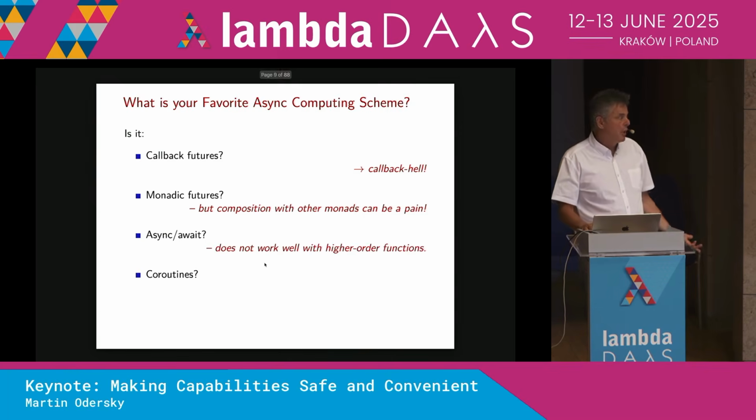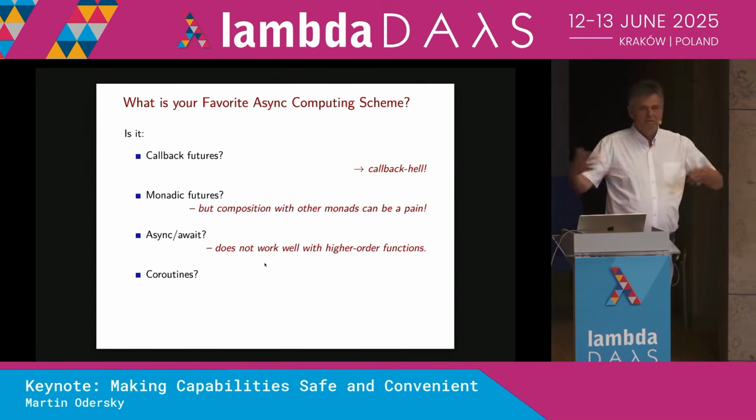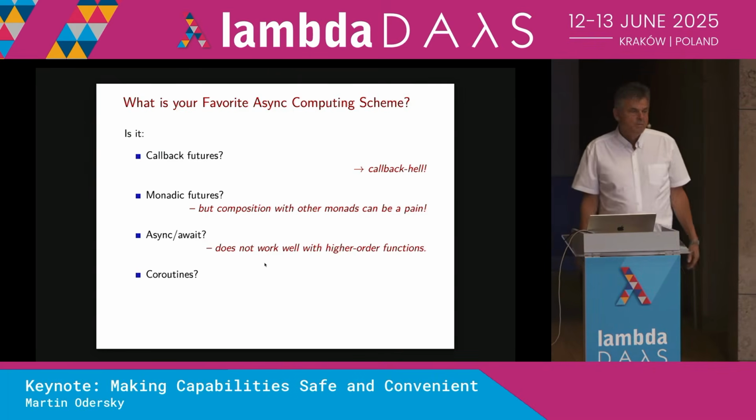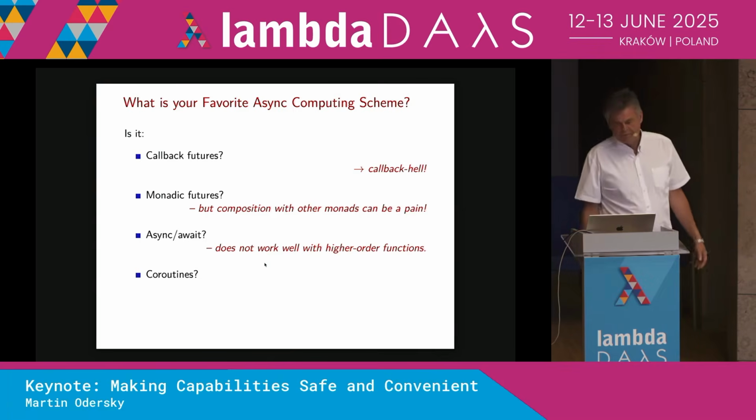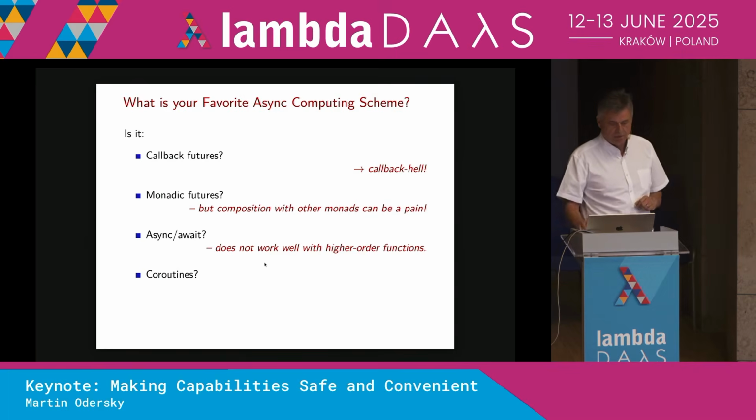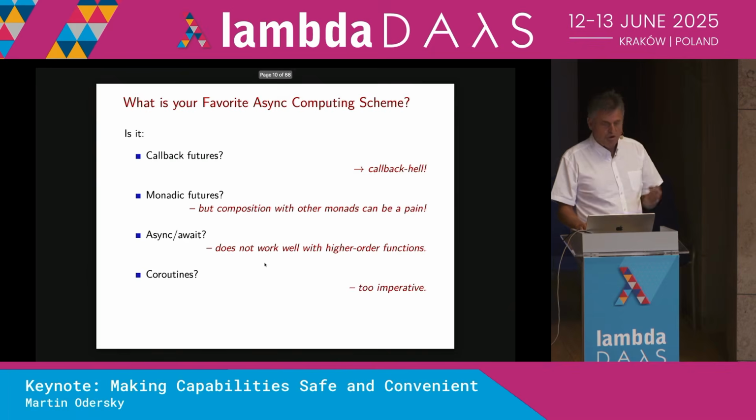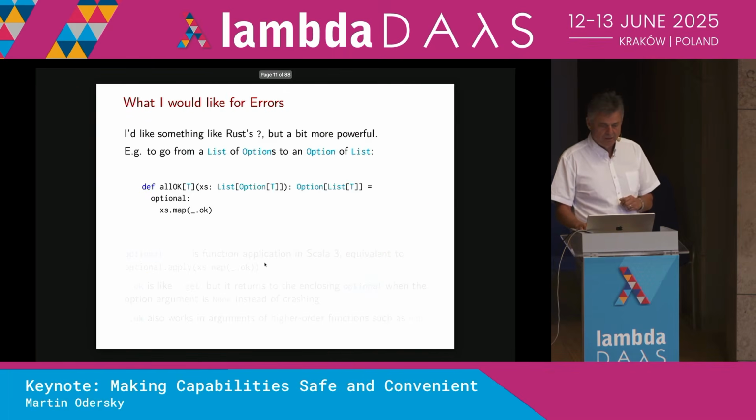Or you have async await, which is the more direct and simpler thing, but that's very limited because it doesn't work with higher order functions. You can't await in a higher order function, so you have to flatten out your program, which is not very convenient for us. Or you go back to coroutines, but again, that's a bit imperative. Coroutines basically force you to use state in a way.